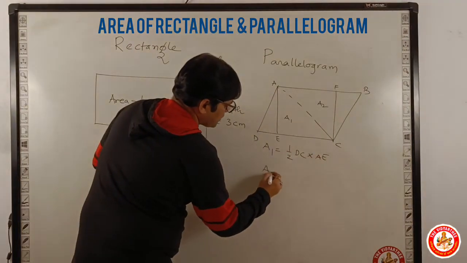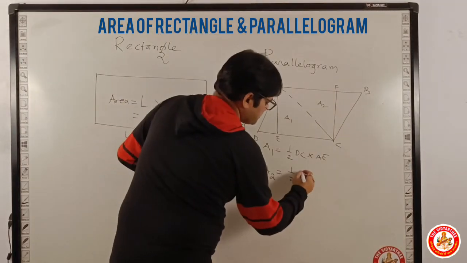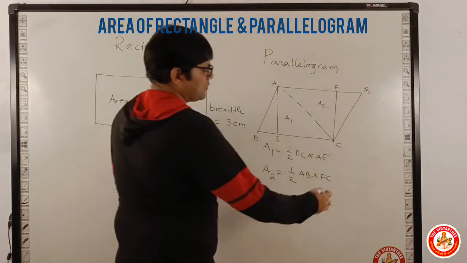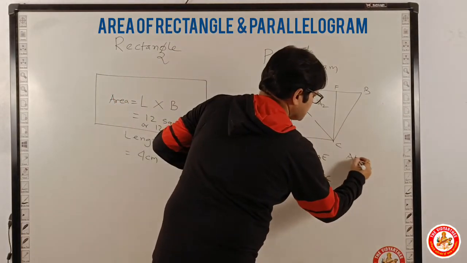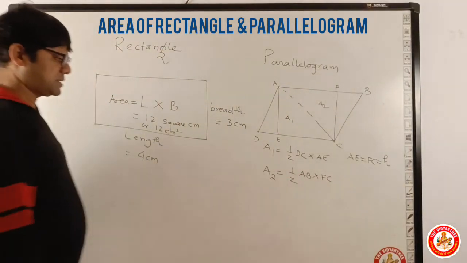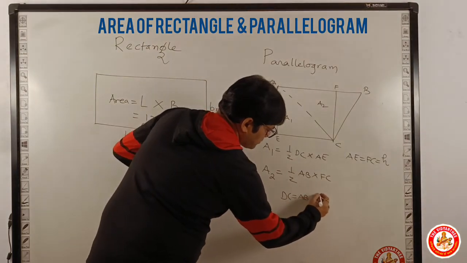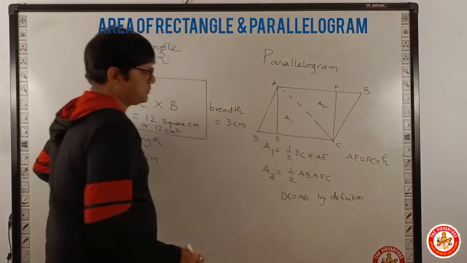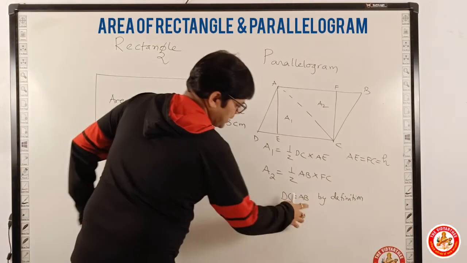Right. Similarly, what is A2? Second part, it is half into AB into height FC. Now, from the figure we know that since these two are parallel lines, AE is equal to FC, which is the altitude. This is common. Similarly, DC is equal to AB by definition of parallelogram. So what is the definition of parallelogram? AD is equal to BC, DC is equal to AB.